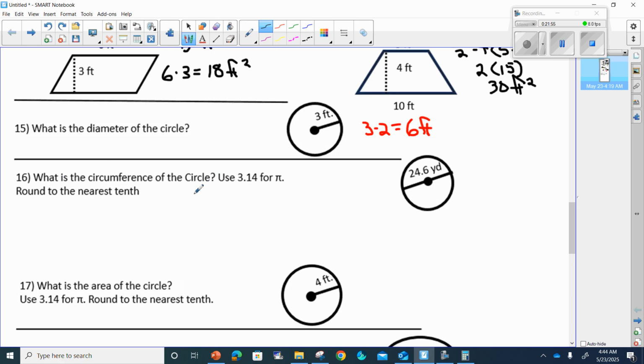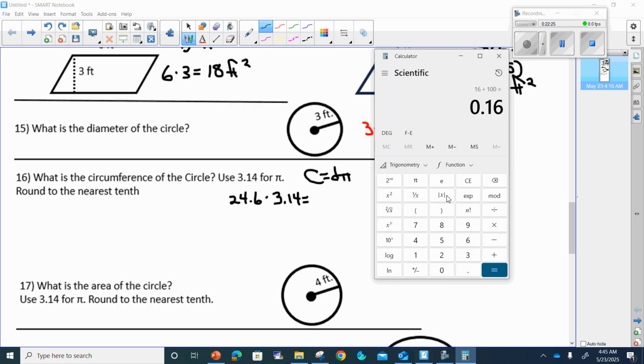Next, we go to circumference. What is the circumference of the circle? Use 3.14 for pi. Circumference can be found by using the formula diameter times pi. If the diameter is 24.6, we're going to multiply this to pi, which we said was 3.14. 3.14 times 24.6 gives us 77.244.